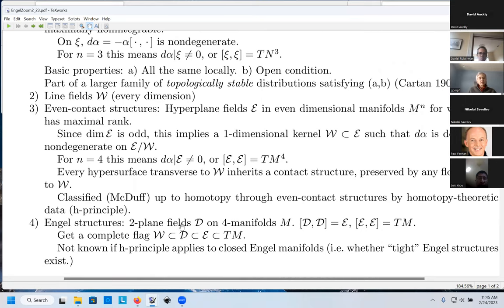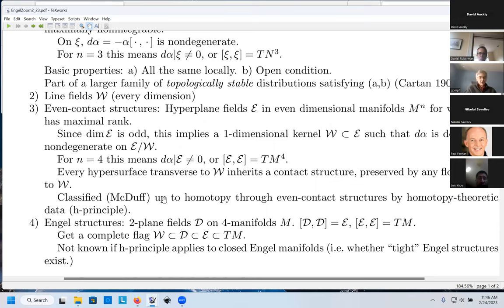Well, now, what makes these kind of intriguing at this point is it's still not known whether the H principle applies to closed Engel manifolds. So we don't know whether there's such a thing as a tight Engel structure. Now, there is a notion of an overtwisted Engel structure and also a notion of a loose Engel structure. Those do obey the H principle, but it's not really clear how they're related to each other or whether there's anything other than those. So it's still a very interesting open question whether there's anything like a tight Engel structure. And so maybe this whole subject is hanging on the answer to that question at this point. But let's at least assume that these might be interesting for four-manifold theory and forge ahead.